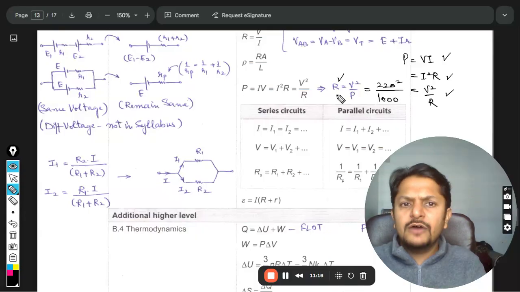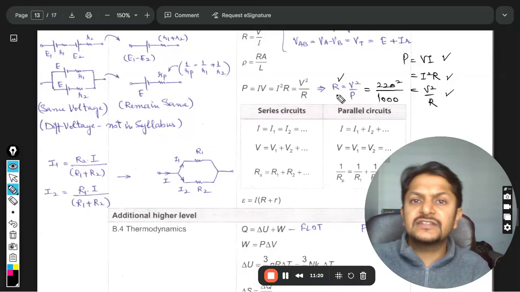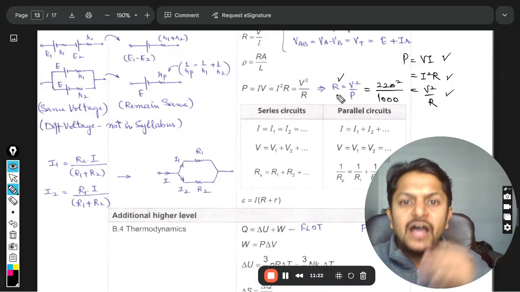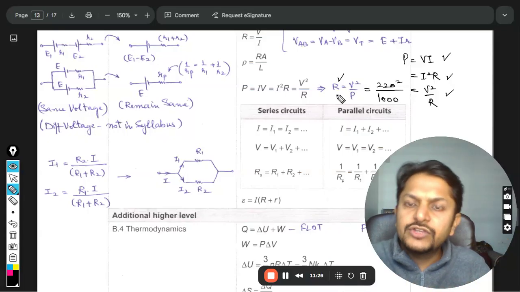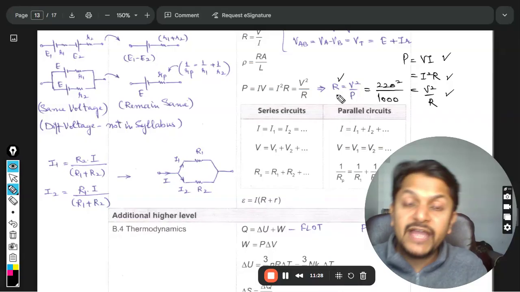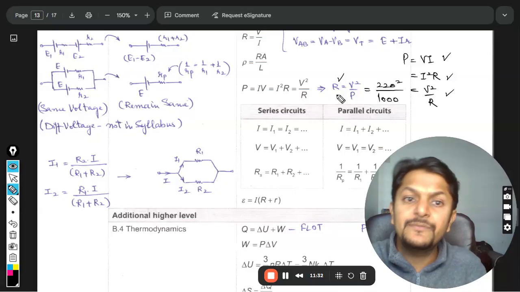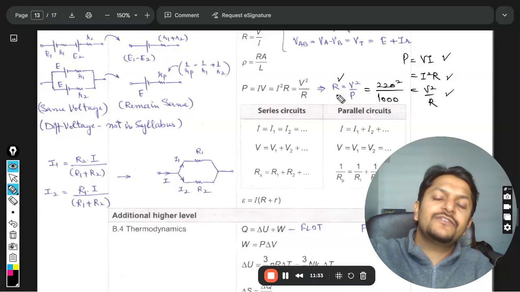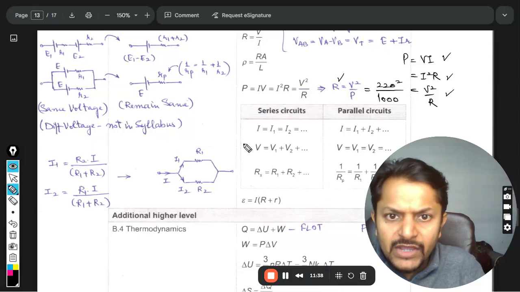I have talked about this in detail in my lectures, and I have even discussed some questions there, on how to use which formulas in different contexts. There are two types of circuits, simple circuit and complex circuit. I have even discussed that in the lectures. That is not part of the data booklet, so you can have a look there.